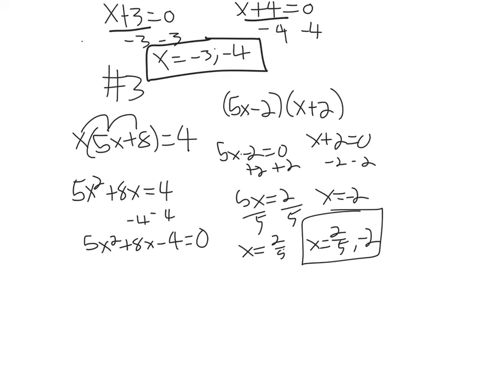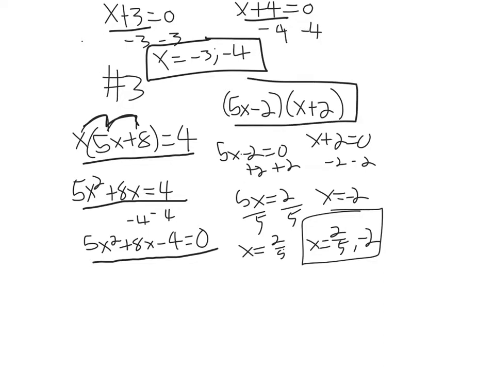For number 3, you have x times 5x plus 8 equals 4. So what you're going to do is distribute the x to 5x and 8, everything in the parentheses. And so you get 5x squared plus 8x equals 4. And you need to move the 4 over to the other side. So that'd be 5x squared plus 8x minus 4 equals 0. So once you have this, you're going to do the exact same thing. And then you would get 5x minus 2 times x plus 2.